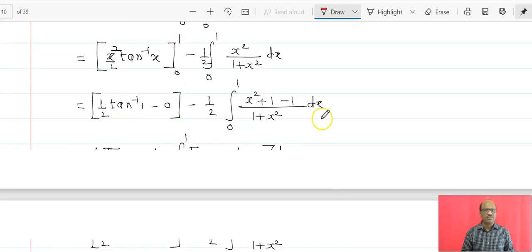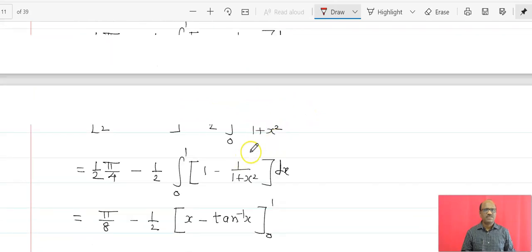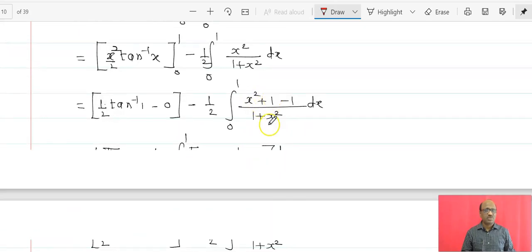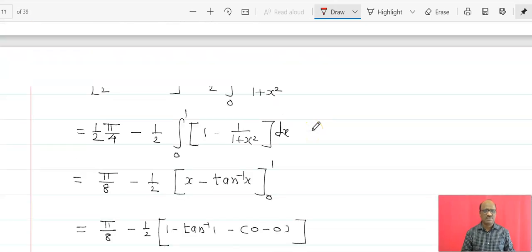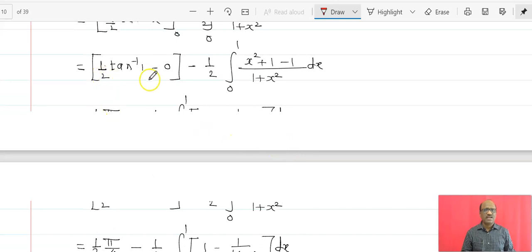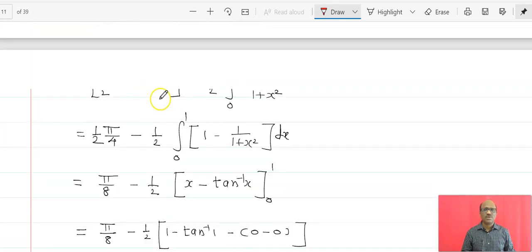Again, to find the integral of this, split it up. It can be written as x square plus 1 upon 1 plus x square, minus 1 upon 1 plus x square. 1 plus x square and 1 plus x square get cancelled. You will get in bracket 1 minus 1 upon 1 plus x square. And here is tan inverse of 1. What is the value of tan inverse of 1? Tan inverse of 1 is pi by 4.